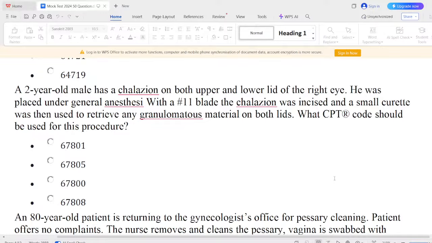Next, a 2-year-old male has a chalazion on both upper and lower eyelid of the right eye. He was placed under general anesthesia with an 11 blade. The chalazion was incised and a small curette was then used to retrieve any granulomatous material on both lids. So, what CPT code should be used for this procedure?